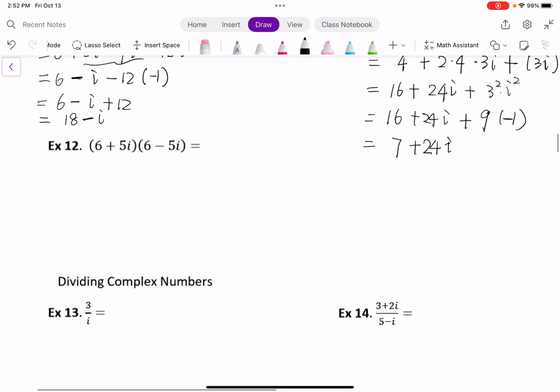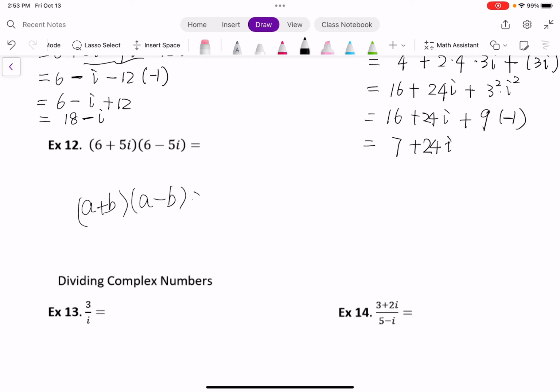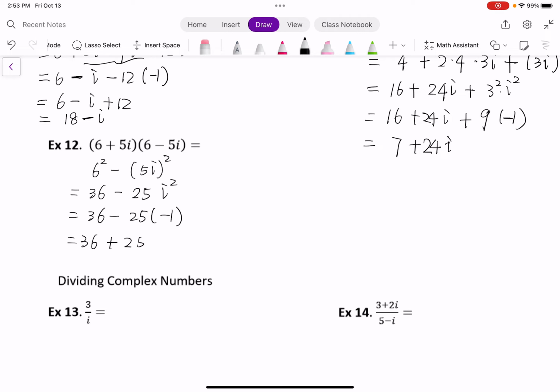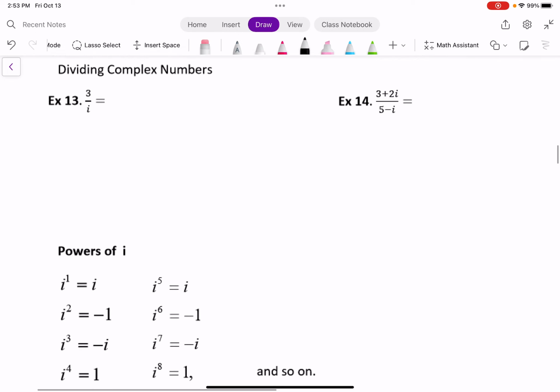Let's see the next example. Oh, this is the conjugate formula, that's a plus b times a minus b. It is a squared minus b squared. So I don't need to follow it, I just write down the solution. That is 6 squared minus 5i squared. I box the b. We have 36 minus 5 squared, 25, i squared. And 36 minus 25, what is i squared? -1. So 36 plus 25. This is 61.